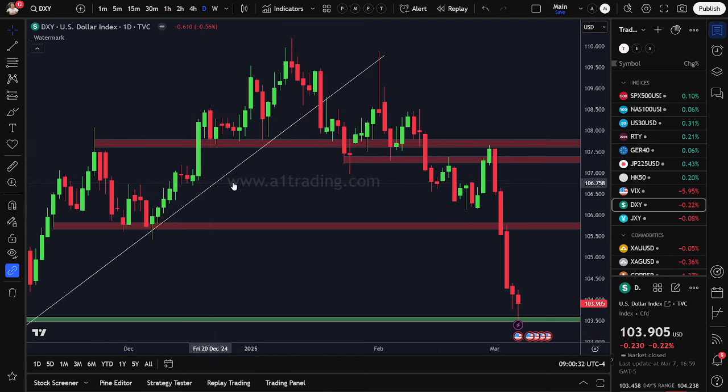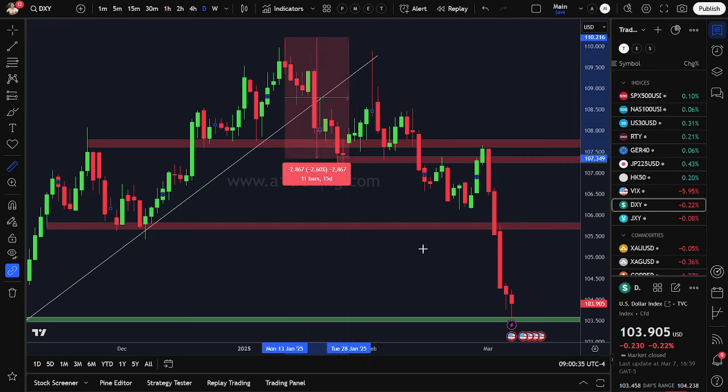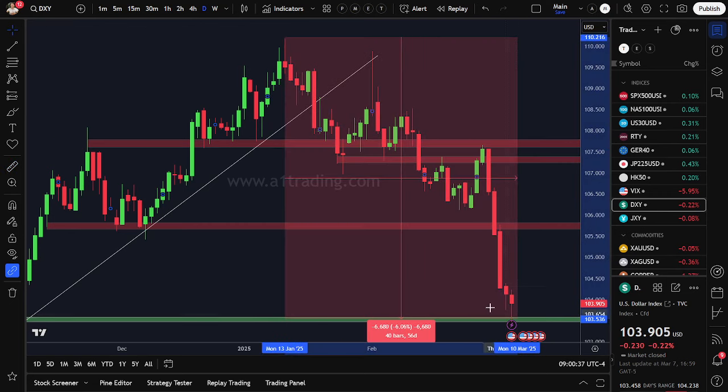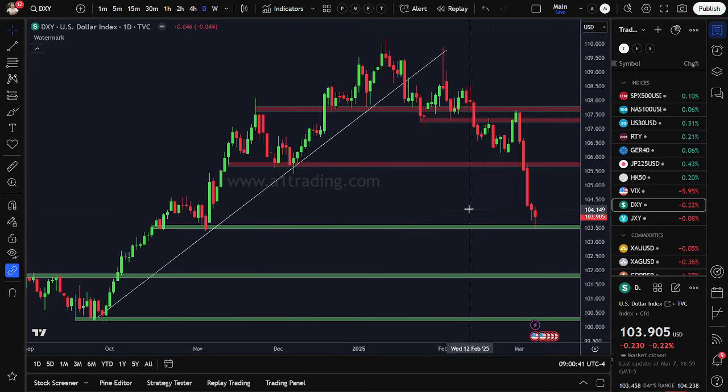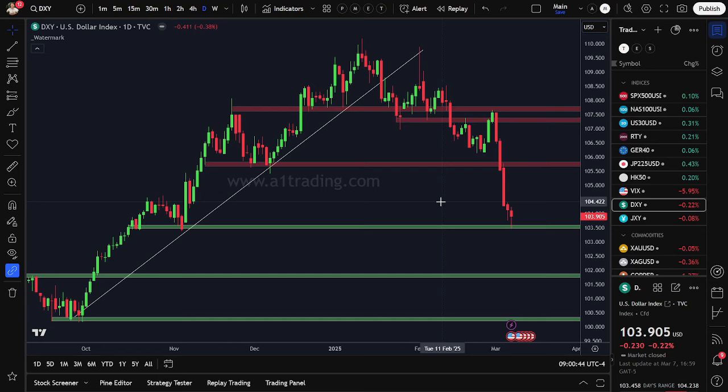I mean, that's a big move, and for a currency on a percentage basis, that's a 6% move. That's pretty big. Currencies don't move that much on a percentage basis. So, you know, you had this big slide to the downside here, and I want to talk about why that is.